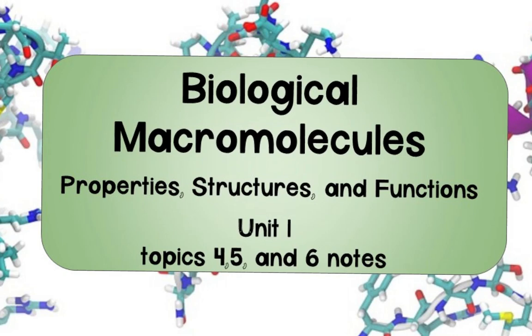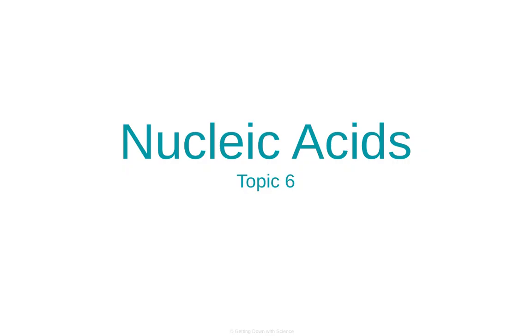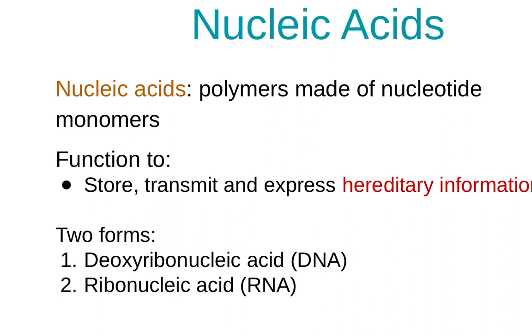Unit 1, topics 4, 5, and 6, biological macromolecules. We're going to talk about the properties, the structures, and functions. Nucleic acid. Technically, a nucleic acid is a polymer, and it's made up of monomers called nucleotides.